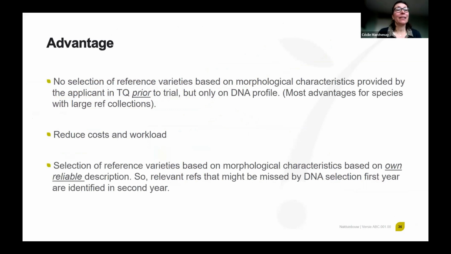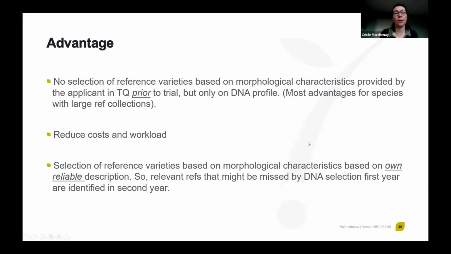The advantage of this method is that there is no selection of reference variety based on the morphological characteristics provided by the applicant in the TQ before the trial. So we start with only the DNA profile. This is often an advantage for species with a very large reference collection. It reduces the cost and the workload. The pre-selection will be made easier. And the selection of comparing variety based on morphological characteristics will be based on our own reliable description.